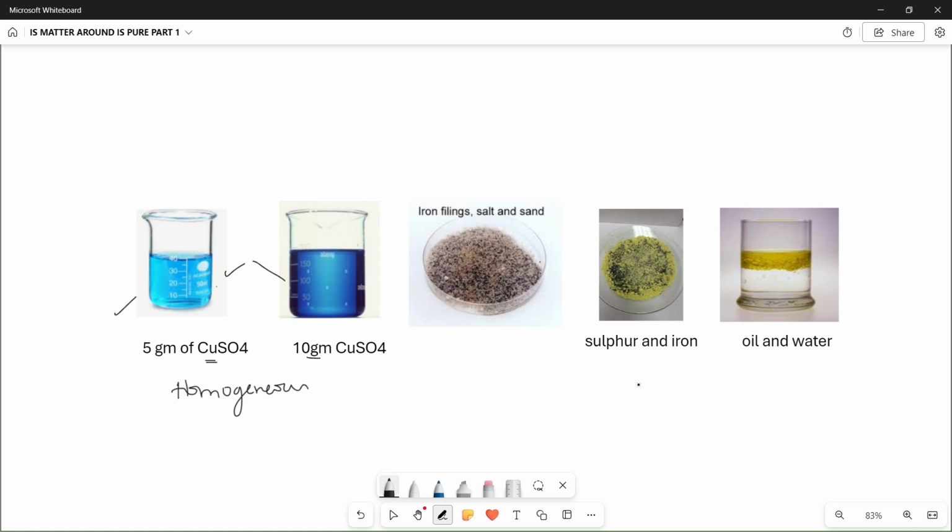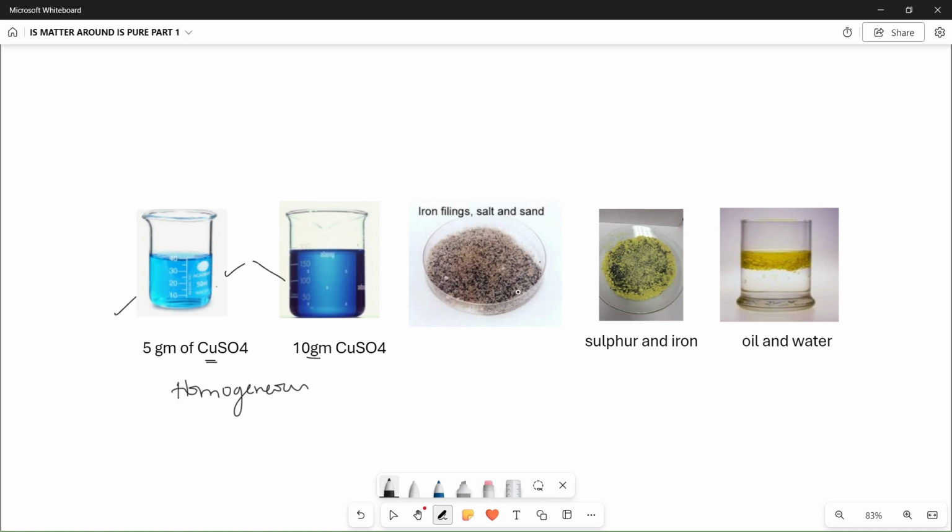What about this thing? So you can observe in lab as well. When you add sulfur and iron, like in a laboratory you'll have zinc dust, iron filings, or iron dust, this kind of things you'll have. Okay, when your teacher shows, you'll know. So sulfur and iron look like this. Okay, so oil and water, you already know this. And iron filings, salt and sand.